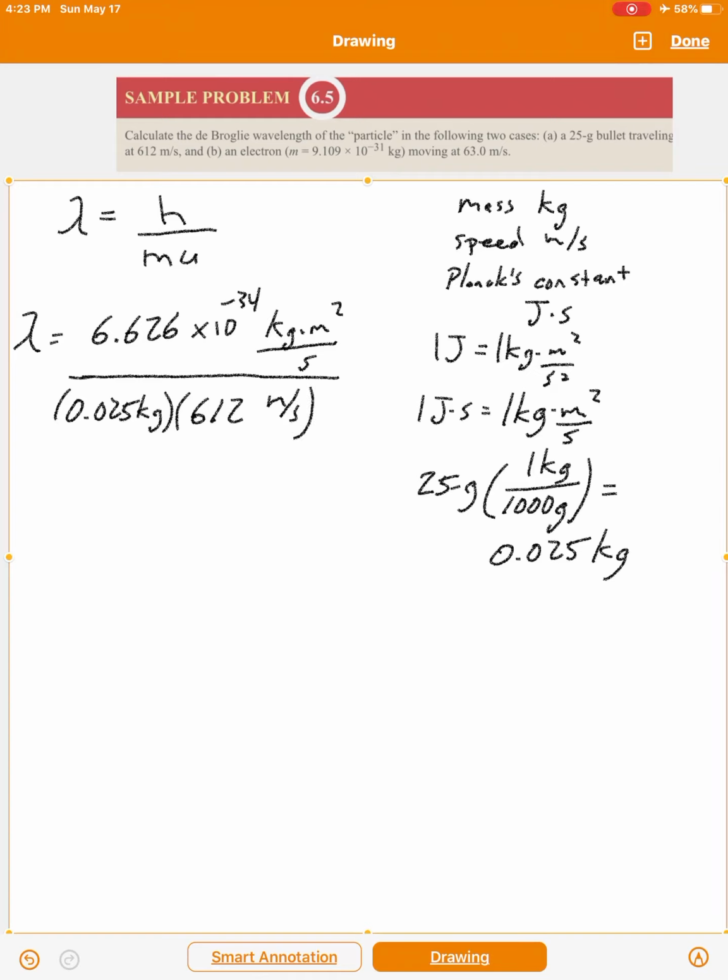So let's go through the dimensional analysis. Kilograms cancel. One of the meters up here cancels with the meter down here, and the seconds cancel with the seconds there. They're both in the denominator. So you're just left with meters. So the wavelength is going to be in meters.